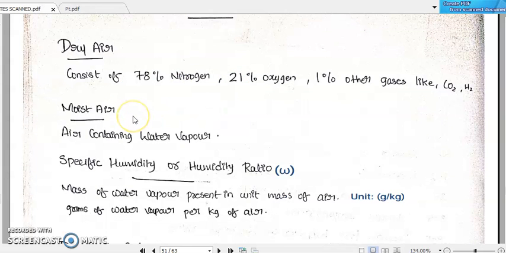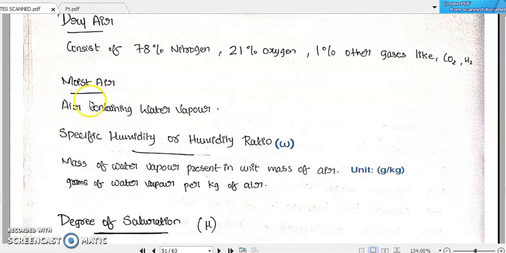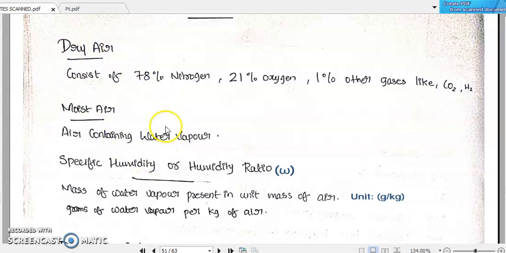Then what is meant by moist air or moisture? Air containing water vapor. That portion of atmospheric air containing water vapor in it, you will be calling moisture or moist air. So when we are dealing with atmospheric air in total, it will be a mixture of dry air and moist air.